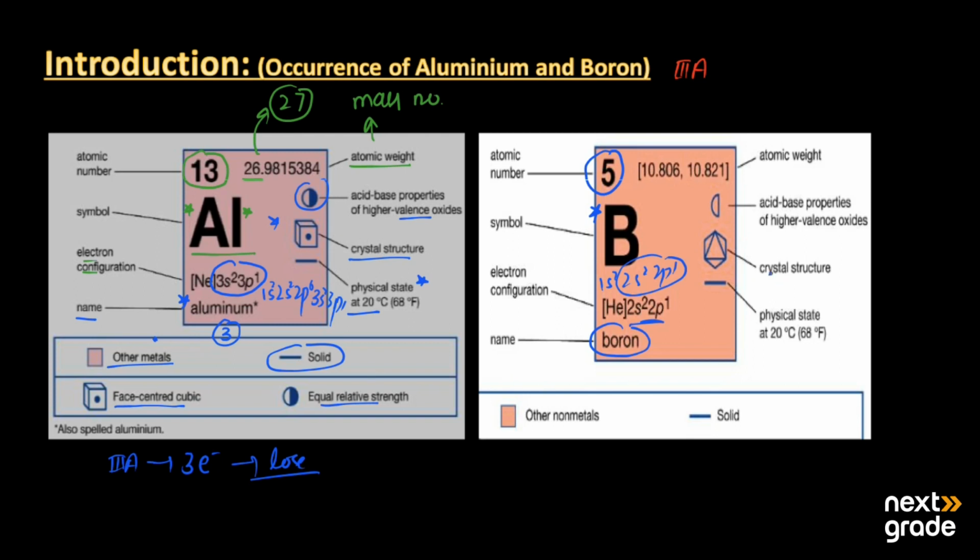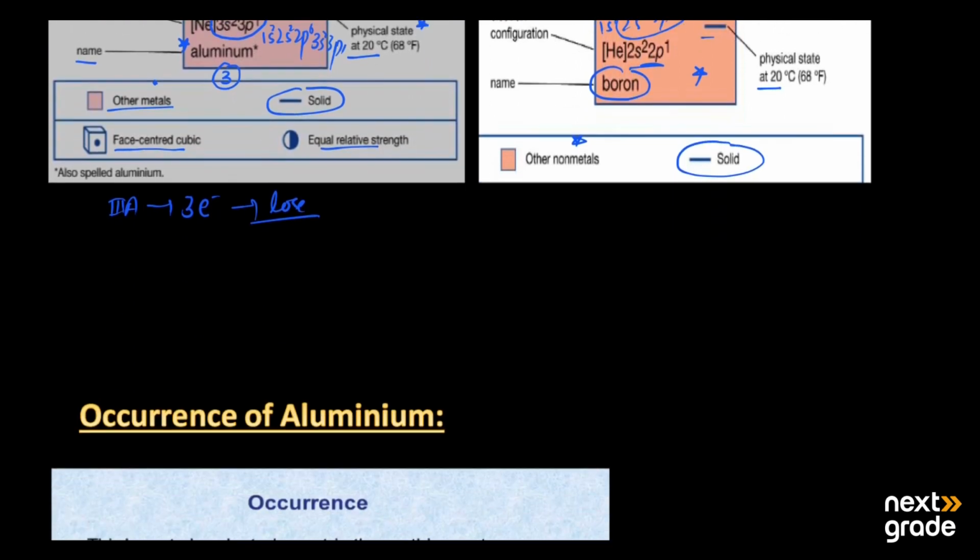Then we have its crystal structure, which is somewhat hexagonal. Its physical state at 20 degrees Celsius is mainly solid. This pink color just shows that it is a non-metal in nature. And then its acidic basic properties show that it has half of the basic properties in nature. So this was all about the basics of aluminium and boron. Now let's have a look at its occurrence.